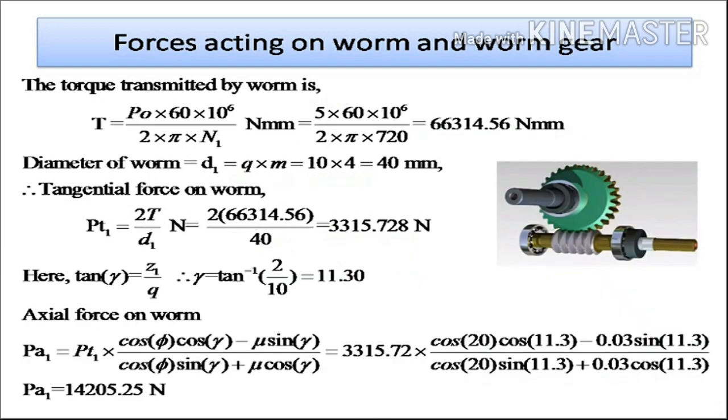And now I will determine the angle gamma. So tan of gamma is equal to z1 by q, from the geometry of the worm and worm wheel. So gamma will be equal to tan inverse of z1 by q, that is equal to 11.3 degree. Now I have to put the values of tangential force, phi and gamma in the expression of axial force on the worm. Here I am putting the tangential force, here the value of phi, and here the value of gamma. So I will get the axial force acting on the worm as 14205.25 Newton.